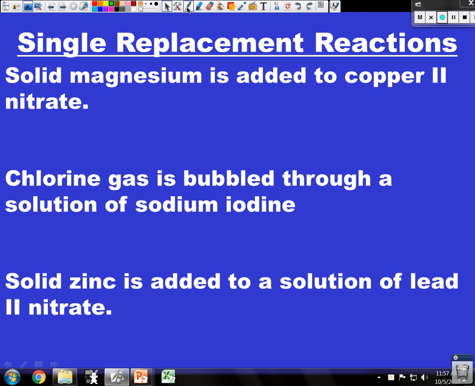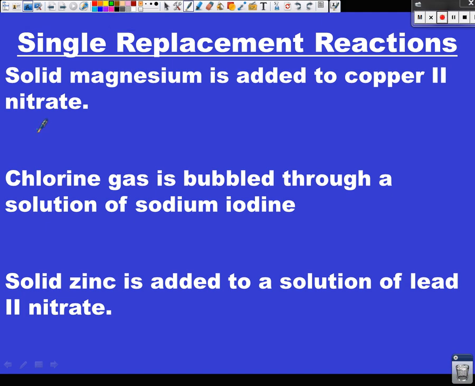The first one says solid magnesium is added to copper 2 nitrate. As soon as you see that word solid, what does that tell you about the magnesium? Leave it alone. So Mg. Now, this is when you have to know your solubility rules, what you were working on yesterday. Does it say what state copper 2 nitrate is in? No. We're going to assume it's an aqueous solution. Normally they tell you if it's a solid, liquid, or gas. If it doesn't, you just assume it's aqueous. Based on solubility, is there anything we can get rid of? I can get rid of nitrate. I know that it's never going to be there.